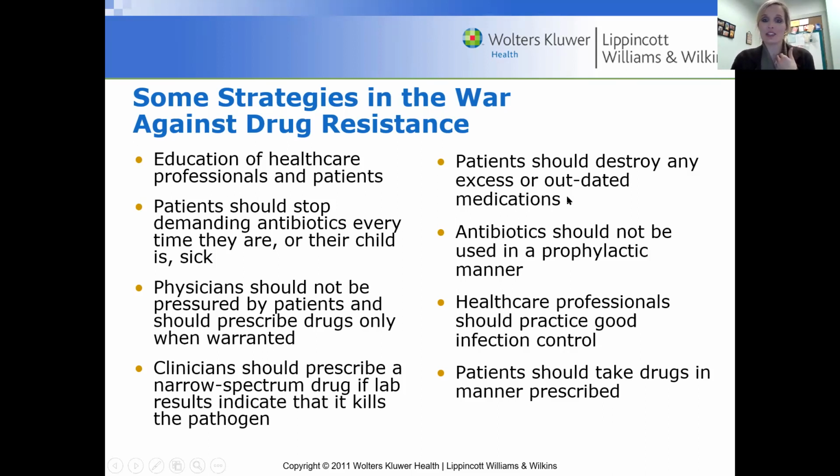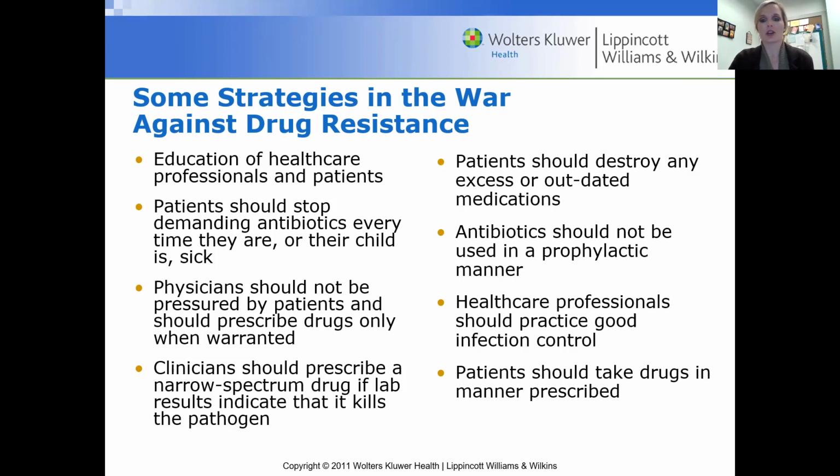Patients should destroy any excess or outdated medications. Again, just taking them at will, all we're doing is exposing our body more to these antibiotics and teaching those bacterial cells what they look like. Antibiotics should not be used in a prophylactic manner, and should not be used in any manner other than what's indicated. Healthcare professionals should practice good infection control, constantly making sure that we're not exposing our patients to new pathogens, so that we're not having to prescribe these antimicrobials all the time. We want to keep them from developing these drug-resistant bacteria.